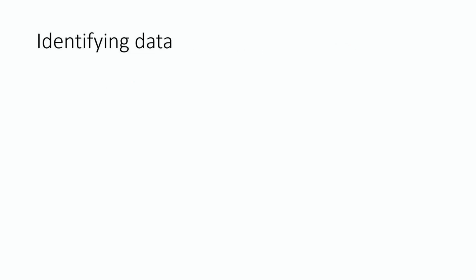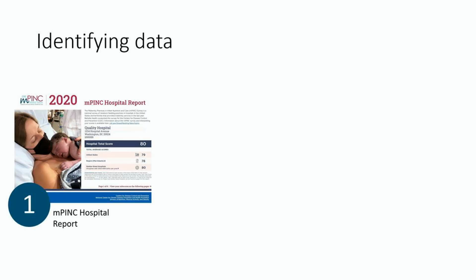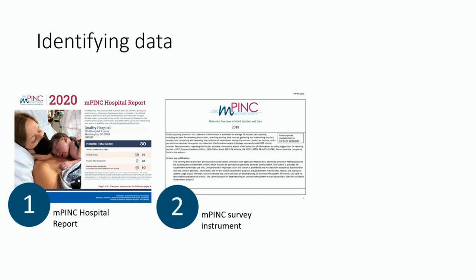mPINC data, or hospital responses to mPINC survey items, can be found in three different sources. One option is to pull data from an mPINC hospital report. These reports are sent to hospitals after they complete an mPINC survey and are only released to authorized hospital staff.